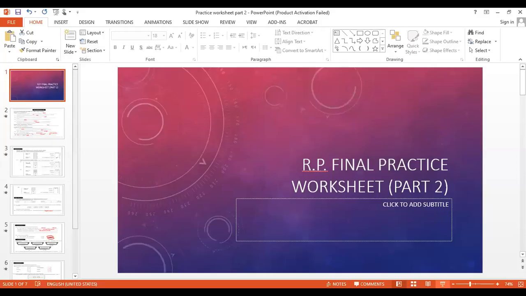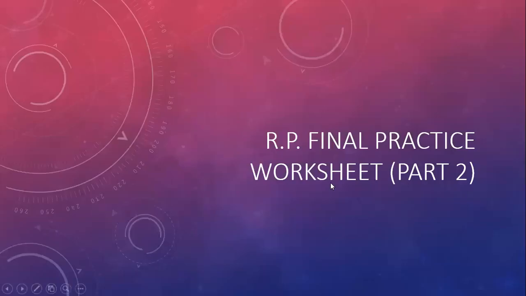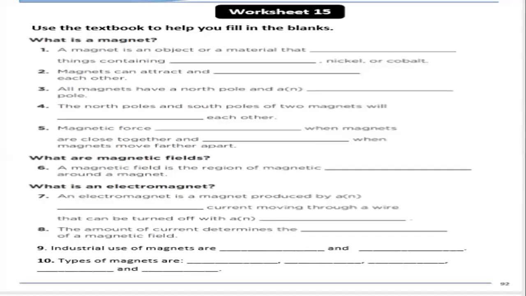First, I'm going to answer the homework that I gave to you on Wednesday. It was the reading homework, page 92, which was related to the magnetism lesson. Use the textbook to help you fill in the blanks. What is a magnet? A magnet is an object or a material that attracts things containing iron, nickel, or cobalt.